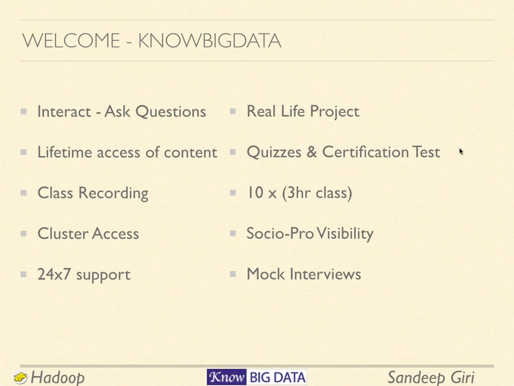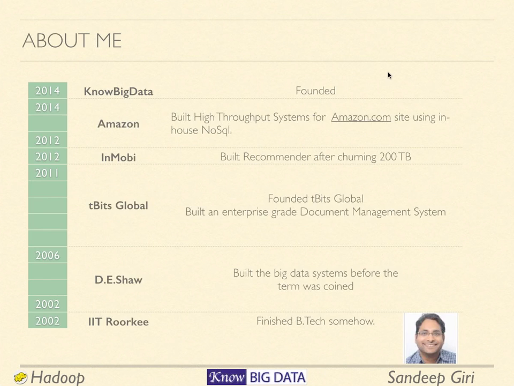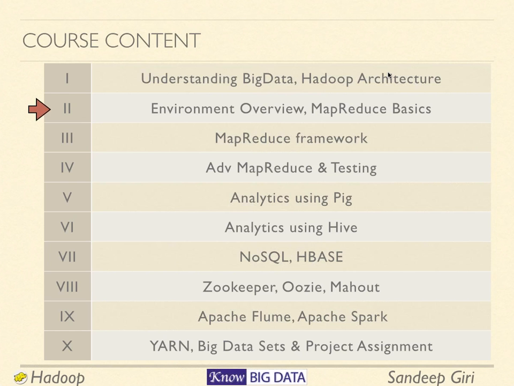So today I'm going to repeat a bit to all of the people what we are going to talk about today. Today we are going to discuss a recap of the previous class, where we will go over the architecture of HDFS and the task and job trackers. And then we will talk about MapReduce basics and environment overview.